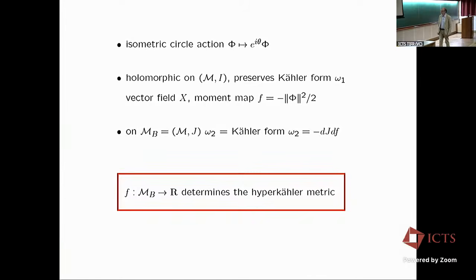So the upshot of this is that if we start with the character variety, with its symplectic structure, omega-3 and omega-1, and its complex structure J, then if we know this function F, we know everything, because given J is known, we can get omega-2 from the formula dJ dF, and then we can use omega-2, omega-1, and omega-3 to generate the whole hyperkähler picture.